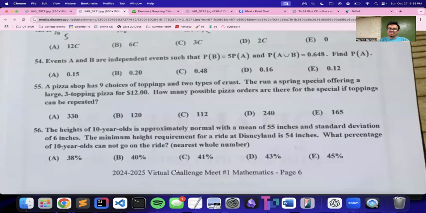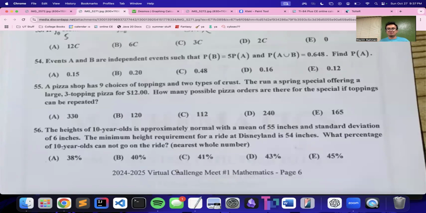But the general idea is that for n choose k, where it can repeat, instead of doing n choose k, we do n plus k minus 1 choose k. So in this case, n plus k minus 1 is 9 plus 3 minus 1, which is 11. And 11 choose 3 is going to be 165.